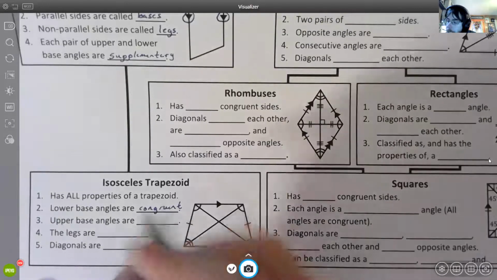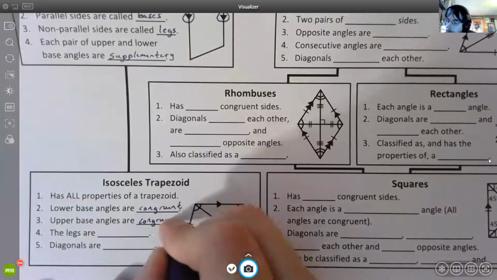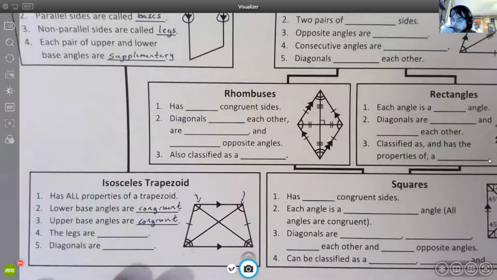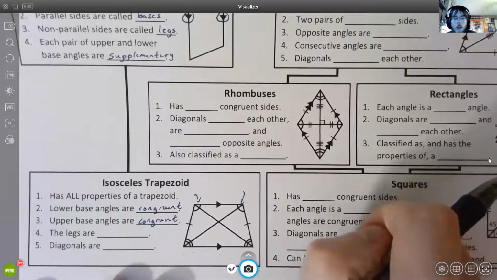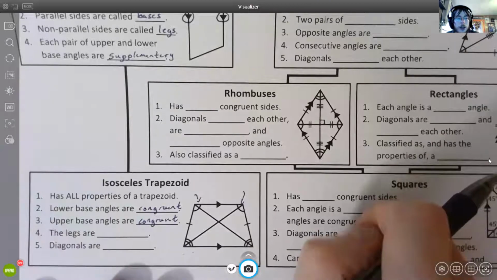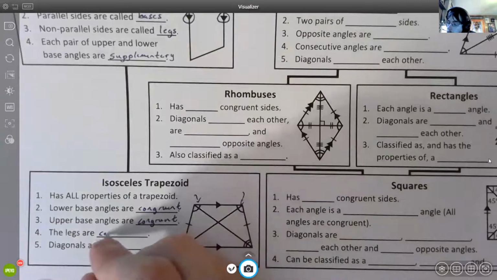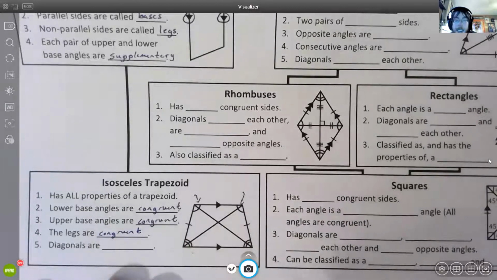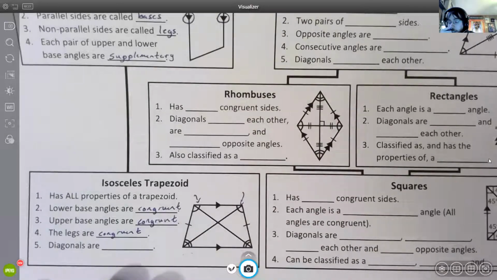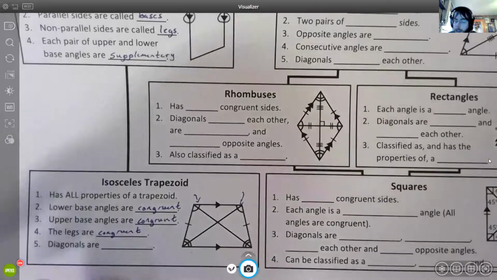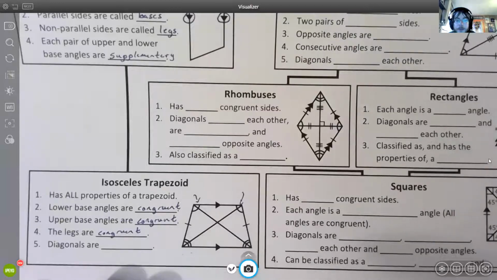Likewise, the upper base angles are congruent as well. So here and here, those 2 angles are congruent to one another. The legs of an isosceles trapezoid must also be congruent. And the reason that the shape is called an isosceles trapezoid is because of that 1 pair of parallel sides. You remember we talked about isosceles triangles and how isosceles meant that at least 2 of the sides were congruent. Okay, so that's the same thing for this trapezoid.